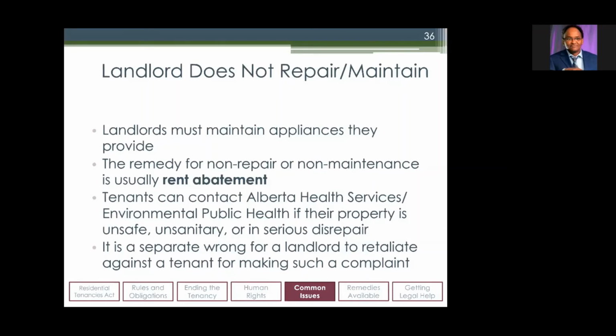You can contact Alberta Health Services. This is the government department that can conduct an investigation and can make an order and an assessment to determine whether your property is unsafe, unsanitary, or in serious disrepair. And so if you have that assessment, that report, then it would be easier for you to make a claim for rent reduction. And if the landlord disagrees, then you would have a higher likelihood of winning if you were to take your case to the court.